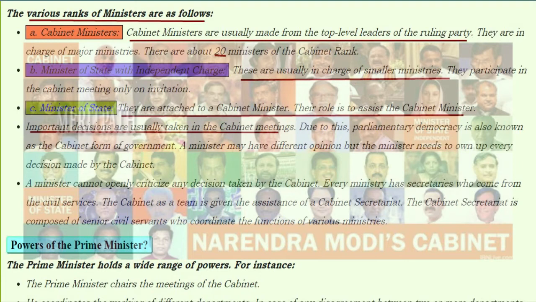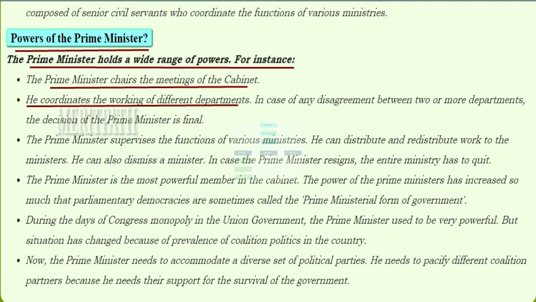Due to this, the parliamentary democracy is also known as the cabinet form of government. A minister may have a different opinion, but the minister needs to own up to every decision made by the cabinet. A minister cannot openly criticize any decision taken by the cabinet. Every minister has secretaries who come from the civil services. The cabinet as a team is given the assistance of the Cabinet Secretariat. The Cabinet Secretariat is composed of senior civil servants who coordinate the functions.